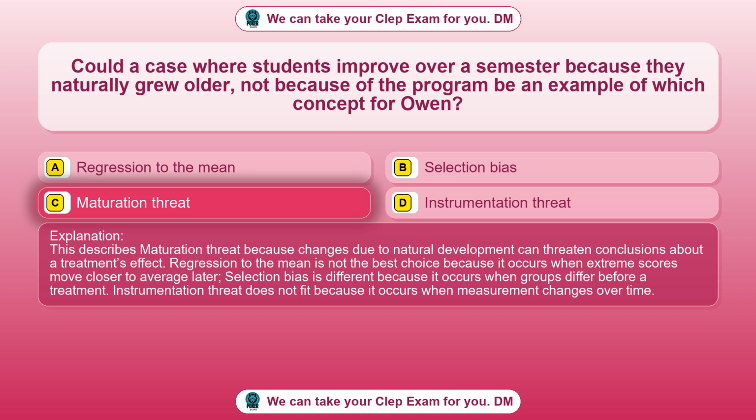This describes maturation threat because changes due to natural development can threaten conclusions about a treatment's effect. Regression to the mean is not the best choice because it occurs when extreme scores move closer to average later. Selection bias is different because it occurs when groups differ before a treatment. Instrumentation threat does not fit because it occurs when measurement changes over time.